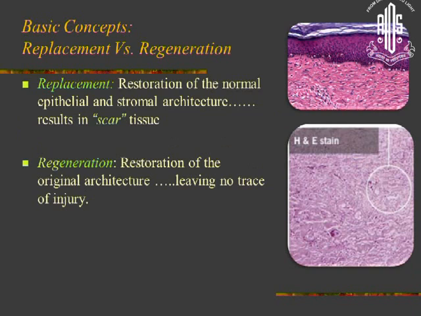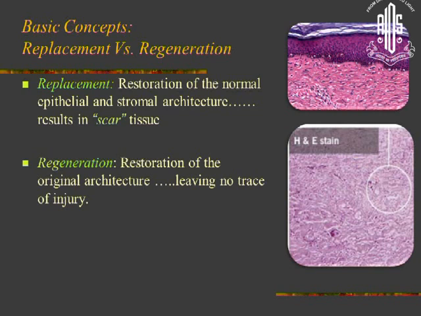So there are two basic concepts to healing in trabeculectomy. One is replacement, where we are trying to have restoration of near normal epithelial and stromal architecture. So if we are using mitomycin C or 5-fluorouracil, the kind of bleb which we eventually get is because of the replacement bit of the tissue response.